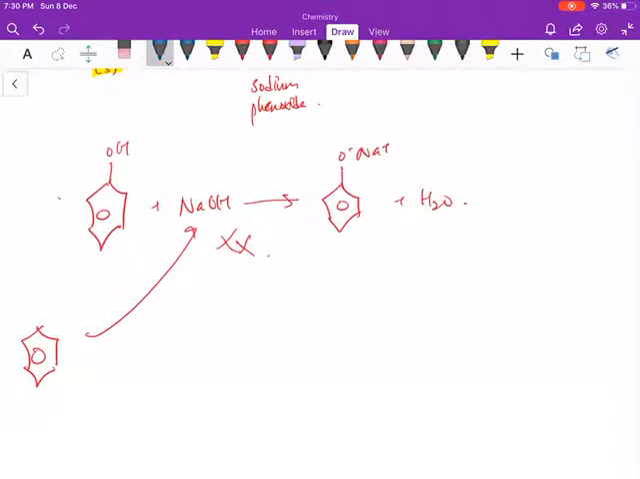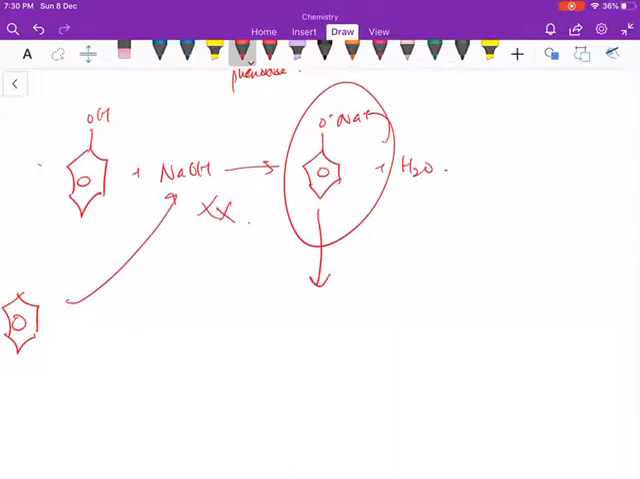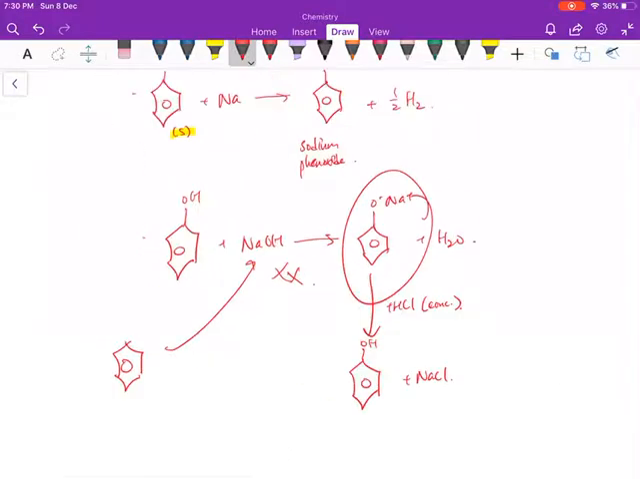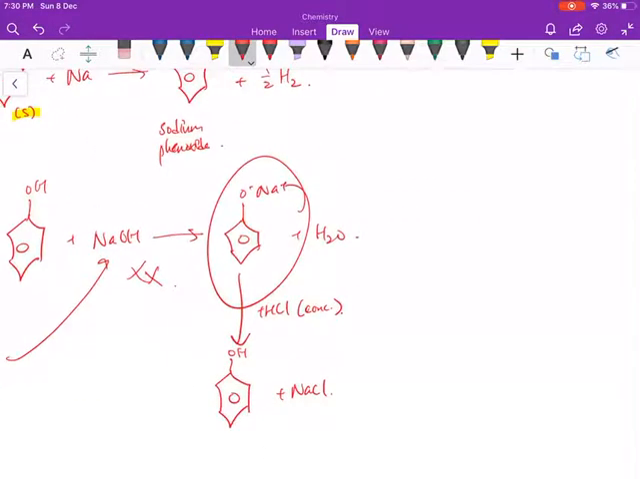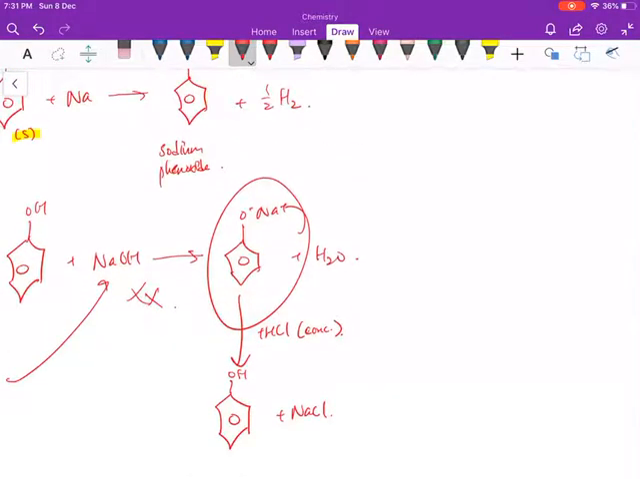Right, so we could then build up on the sodium phenoxide ion. If we add concentrated hydrochloric acid, we could actually turn it back into phenol. Is that of any importance? Yes, when we're doing organic synthesis, but there's another point that I would like to add on that sodium phenoxide.